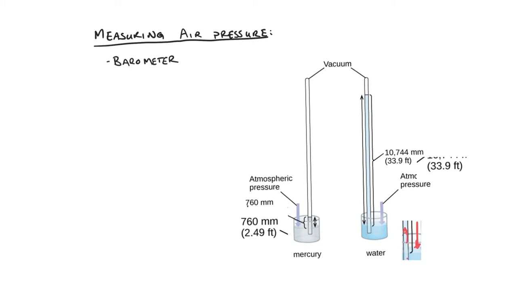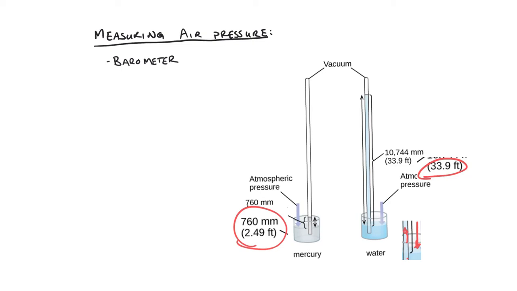I can do this with water. If I do this with water, atmospheric pressure will support a column of water that's essentially 34 feet tall, which is pretty tall, which is why we typically use mercury, where it's 760 millimeters, so it's about 2.5 feet, which is a much more reasonable amount to deal with.